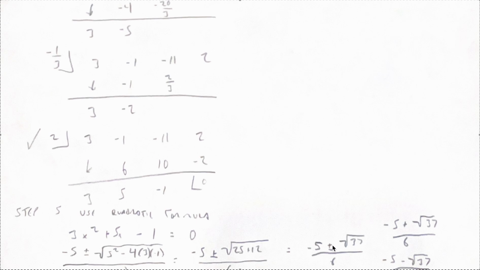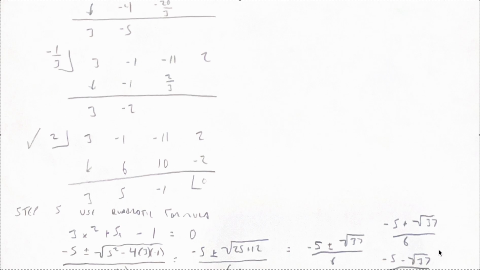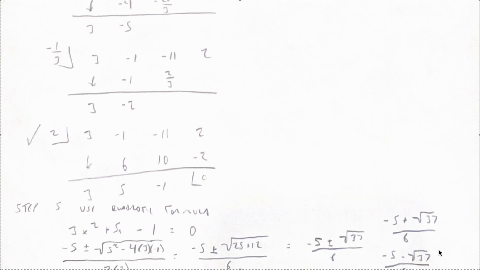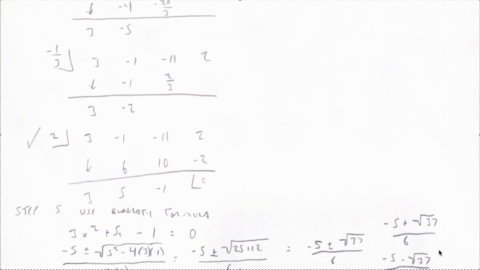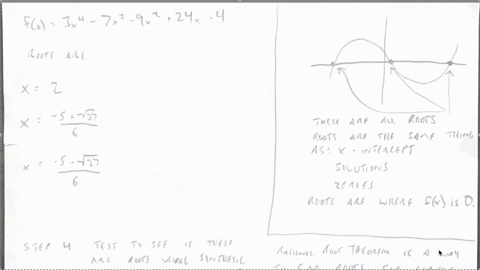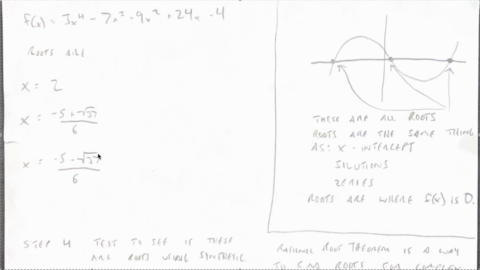So negative 5 plus or minus square root of 37. Negative 5 plus square root of 37 over 6. Negative 5 minus square root of 37 over 6. And you can't see the over 6 here, but it is there. And those are the 3 roots, as you can see.